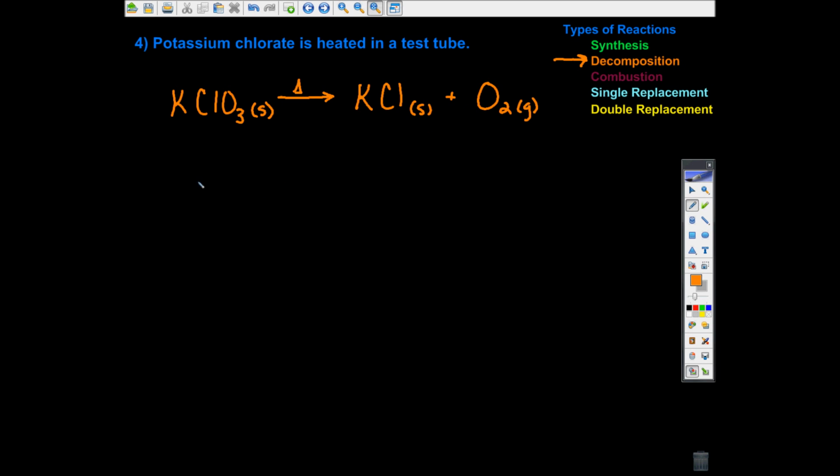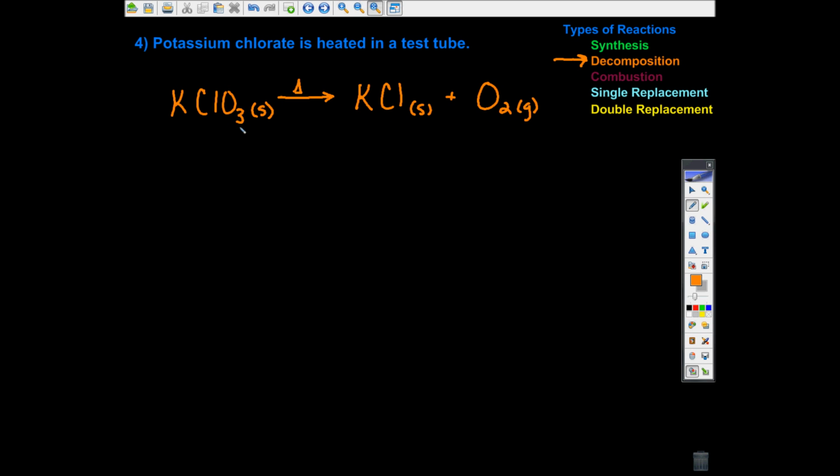This happens anytime a metal chlorate decomposes, or you heat a metal chlorate. The oxygen is going to leave as O2 and you're going to be left with the salt, the chloride salt of whatever metal you started with. Now we can balance this.